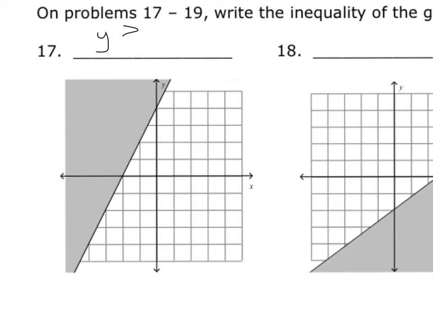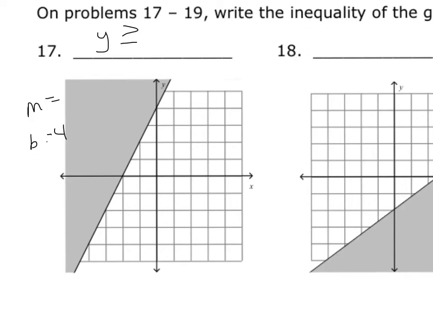And then we have to look to see if it's equal or not. I see a solid line, so I know that it is equal to. So the values of y are going to be greater than or equal to. And the only thing left is to find the slope and the y-intercept of the line itself. Okay, the y-intercept is here, which is at 4. So our b is 4.